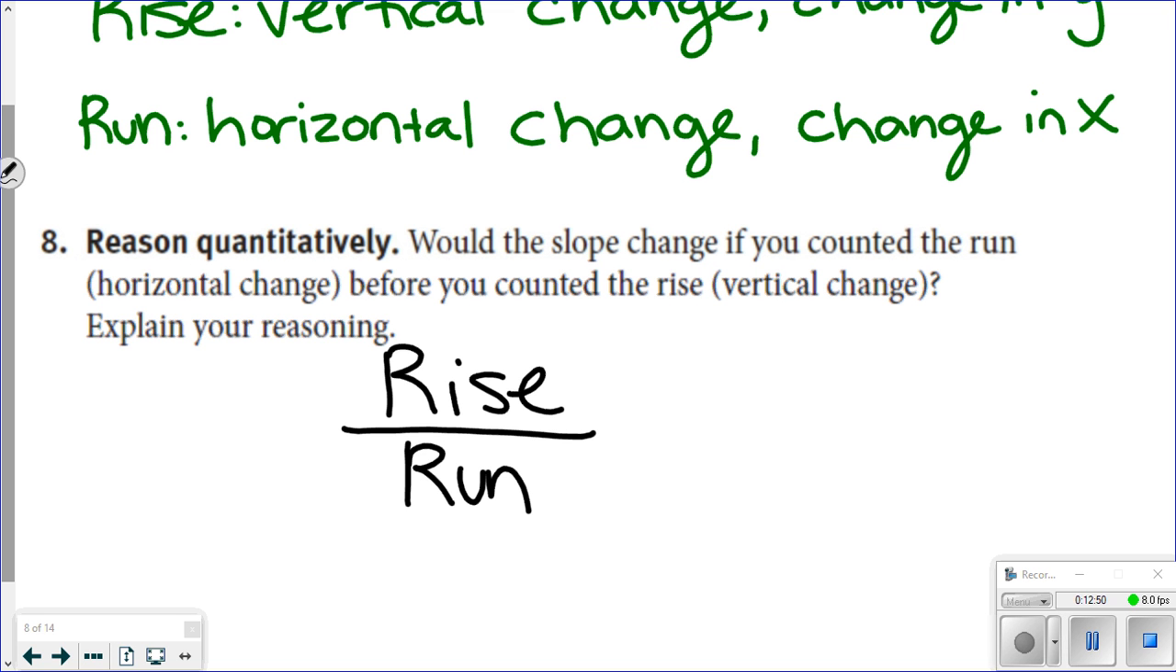So I could count my run first if I wanted to, but it has to be in the denominator, the bottom of my fraction. Rise is always on top, run is on the bottom. Vertical change, which is our change in y, divided by our horizontal change, which is change in x. You can count whatever order you would like, but rise has to go on top.